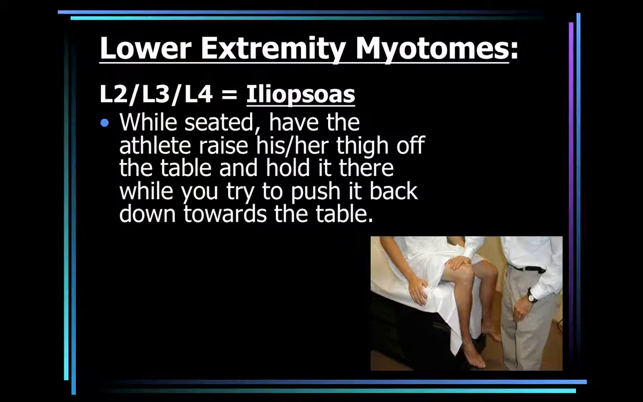Now going down to the lower extremity, and you can see in the picture here for your iliopsoas, which is one of your hip flexors, have them sit on the table and just lift their thigh off the table and hold it while you try and push it back down.